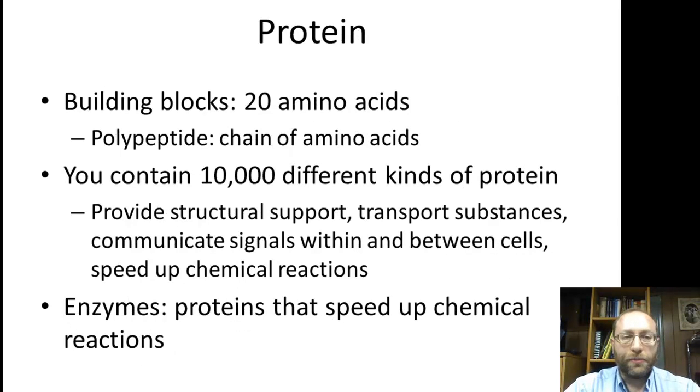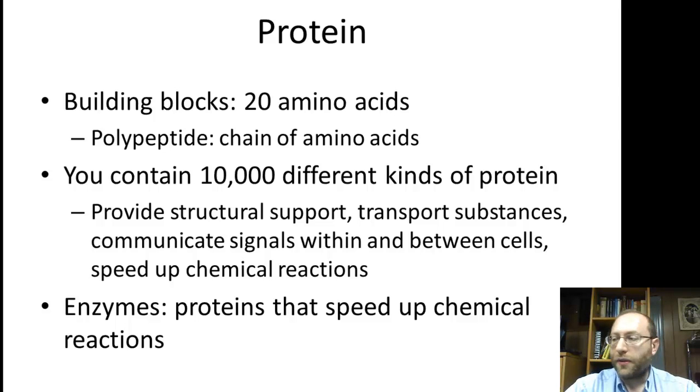Next we have the proteins. For building blocks, there are 20 different kinds of amino acids, arranged in a long chain, and the chain tends to be folded on itself, and that makes many, many kinds of proteins. There are 10,000 different kinds of protein found in each of us. By the way, a polypeptide is what we call a chain of amino acids. Peptide is basically the bond between different amino acids.